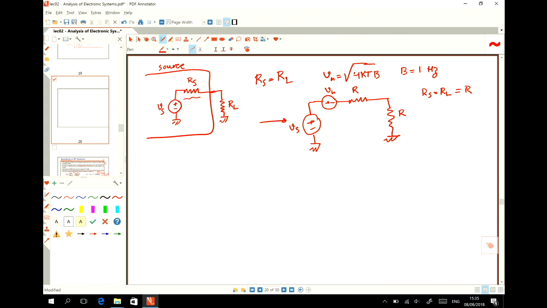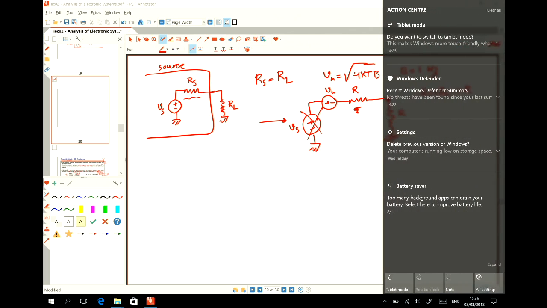Okay. So what's the voltage at this point? The voltage coming from Vn only. I don't care what the value for Vs is. We can omit this because it does not generate noise. I want to see how much noise I receive from this resistor. I mean how much noise this resistor generates and I receive at RL or R.